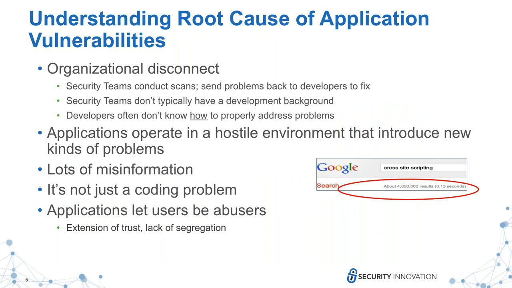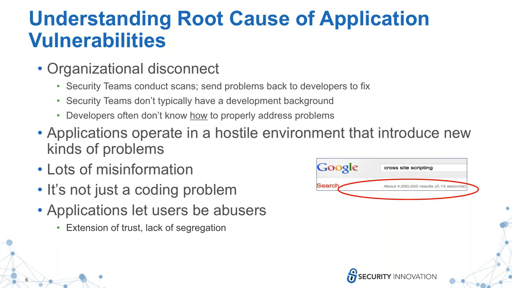So how do we understand the root cause for these application vulnerabilities? Sometimes it's as simple as organizational disconnect. You have platform teams managing platform changes, network changes going into effect, and application changes, and they all affect each other, and the teams aren't communicating properly. Sometimes you have security teams trying to bridge the gaps. They're conducting scans and sending problems back, but developers have to fix it. They don't necessarily know how to properly address it.